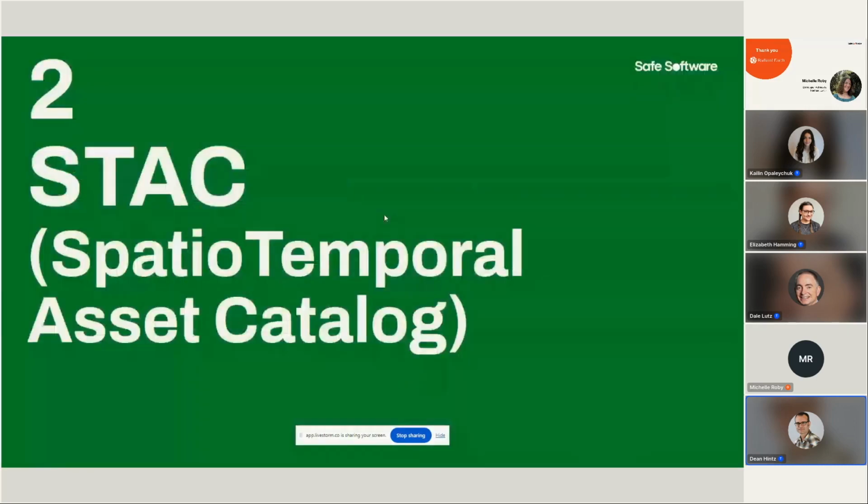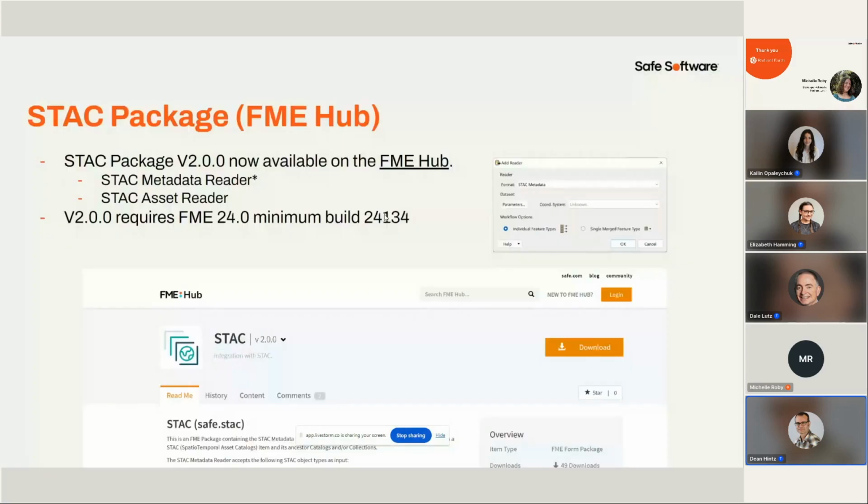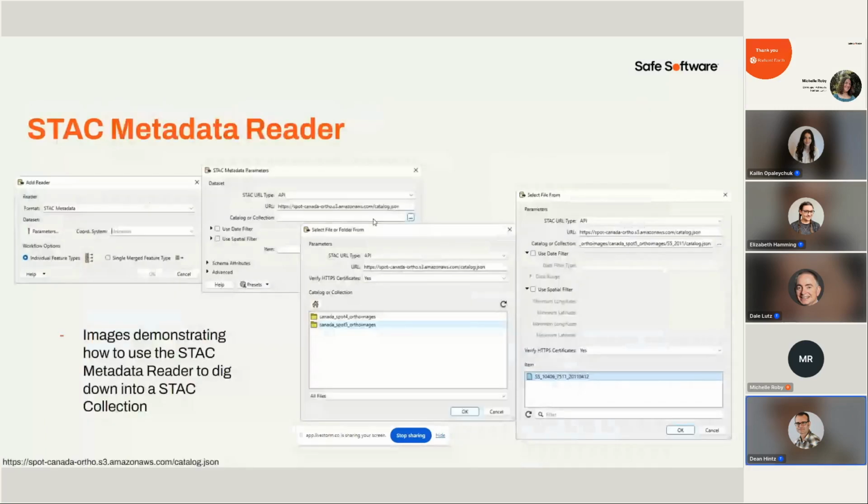So just keep track of the time here. I'll just mention a few words about STAC. We've got both the metadata reader and the asset reader. Basically the metadata reader allows you to read about the data, so you don't actually have to retrieve all the data. You could use those readers in series. So first check the metadata, figure out what you actually need, and then go grab the assets. And so we've got these demos which we'll make available, and we'll also get into more depth in our next webinar.